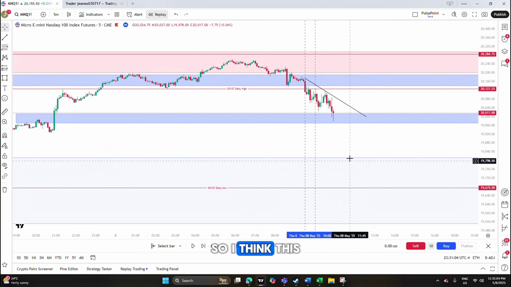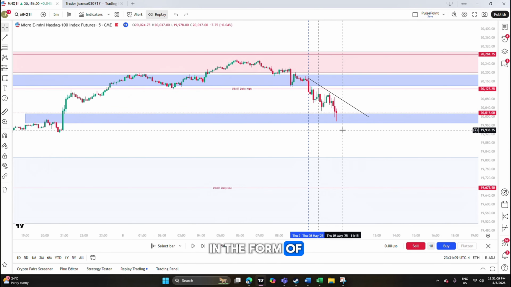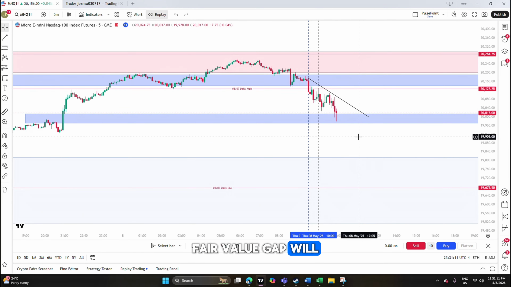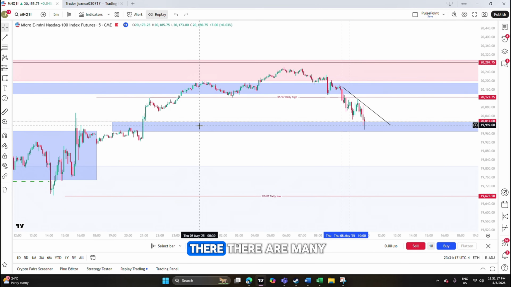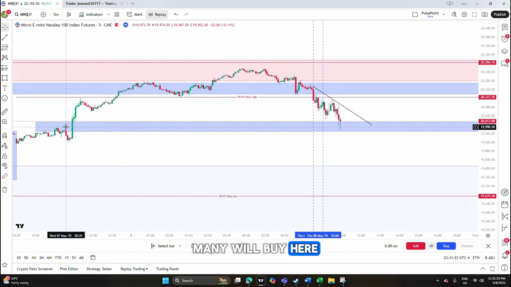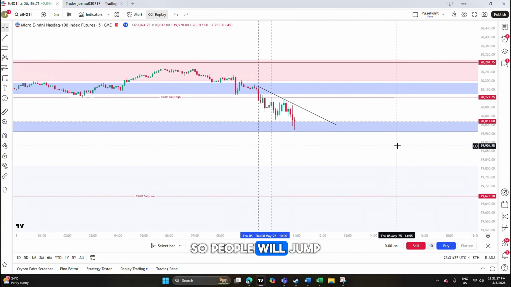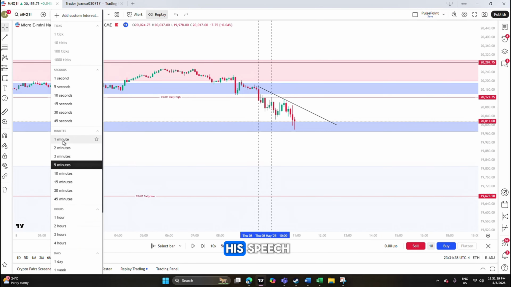So I think this strong support here, in the form of a 1 hour fair value gap, will support the market. I know there is a lot of liquidity here. Many will buy here because this is a fair value gap. People will jump in and buy the market once President Trump finishes his speech.